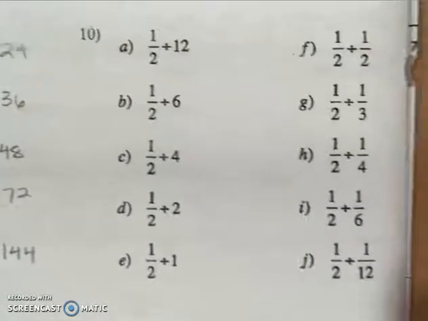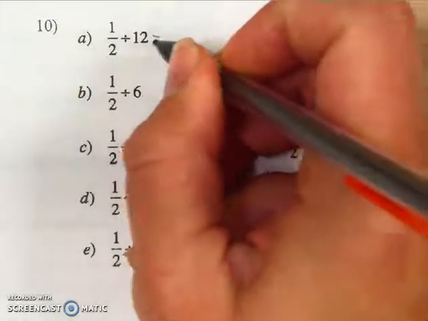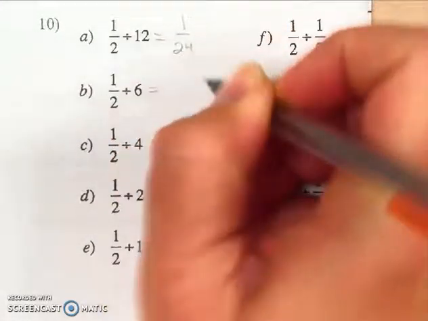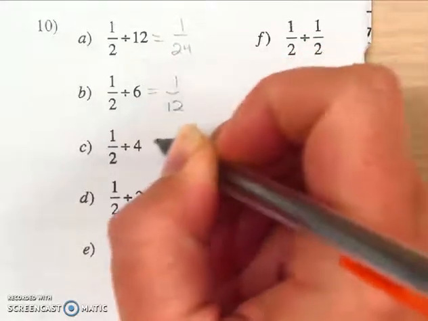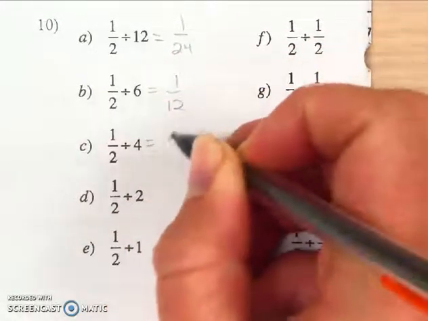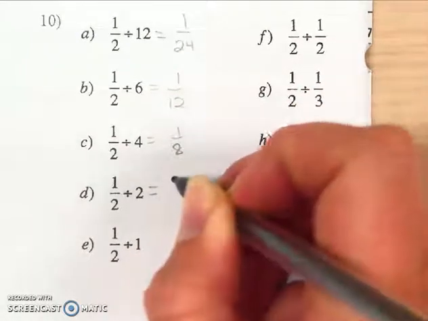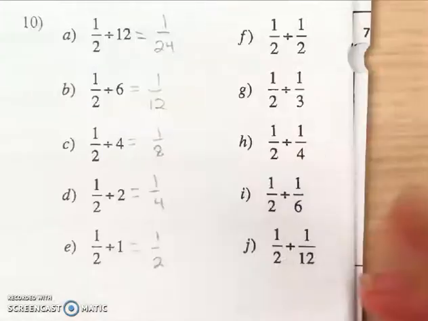On to this one. What about if that first number is a fraction? Well, 1/2 divided by 12, remember, keep, change, flip. If you can do that in your head, it would be 1/24. 1/2 divided by 6, keep, change, flip, would be 1/12. 1/2 divided by 4 would be 1/8. 1/2 divided by 2 would be 1/4. 1/2 divided by 1 is still a half.